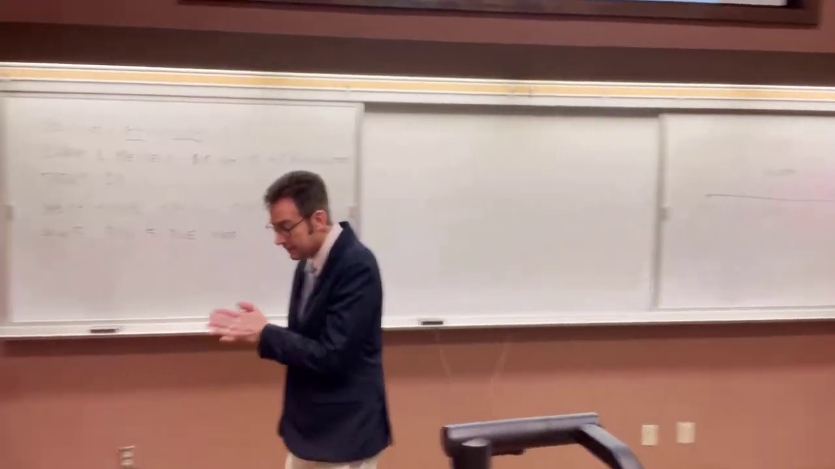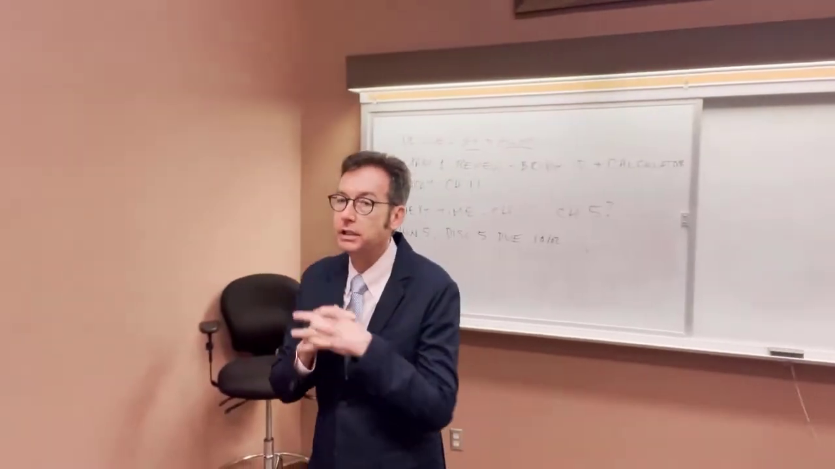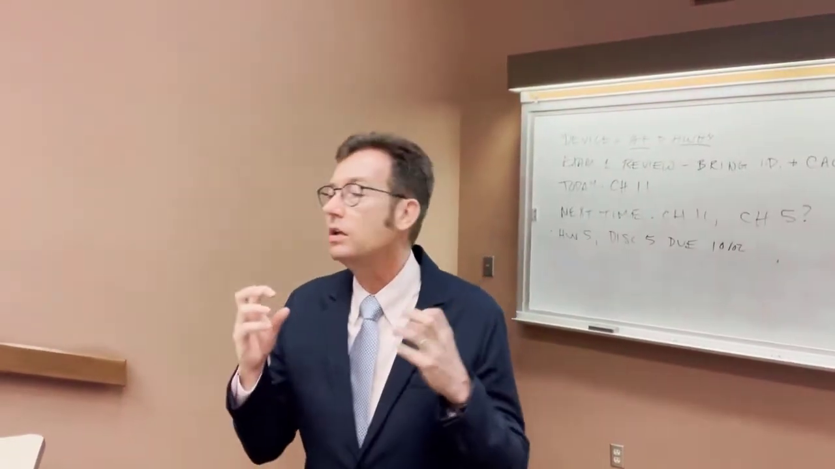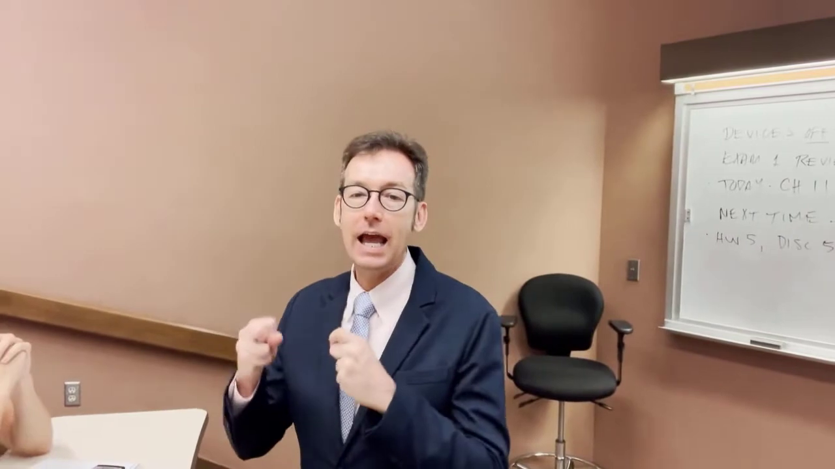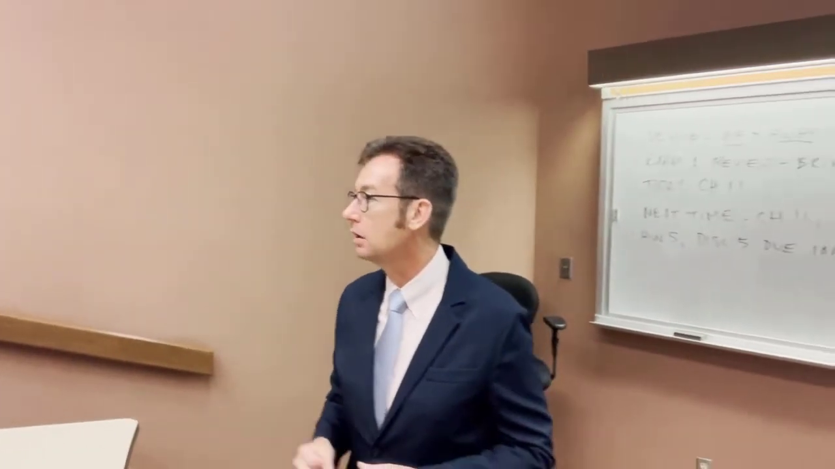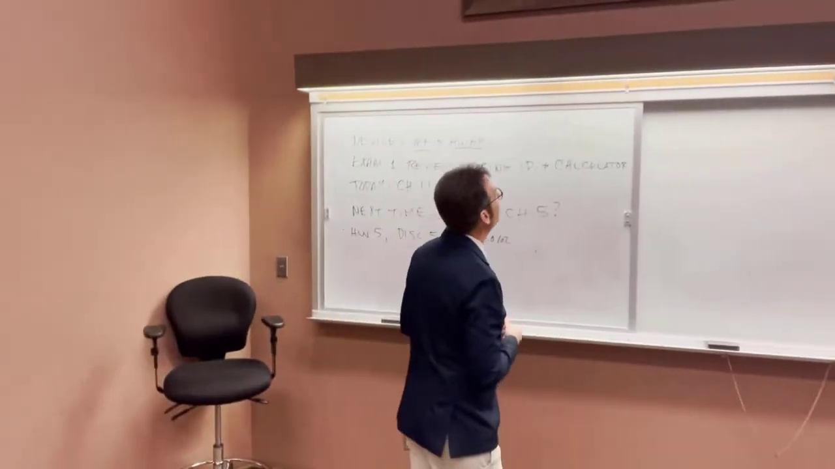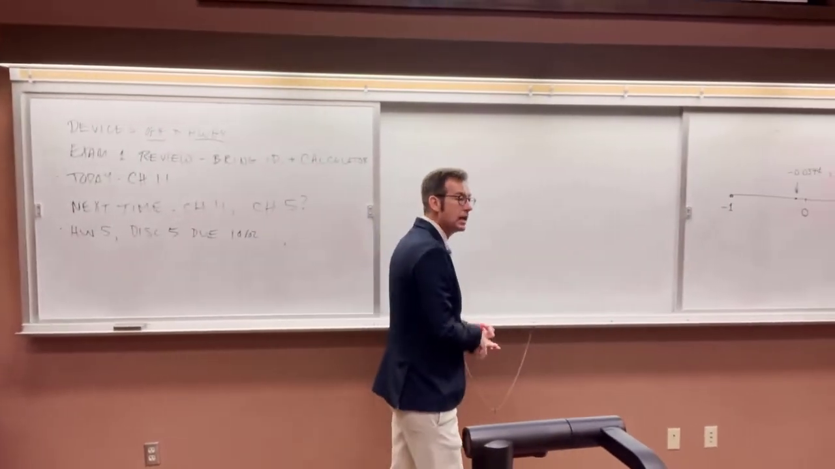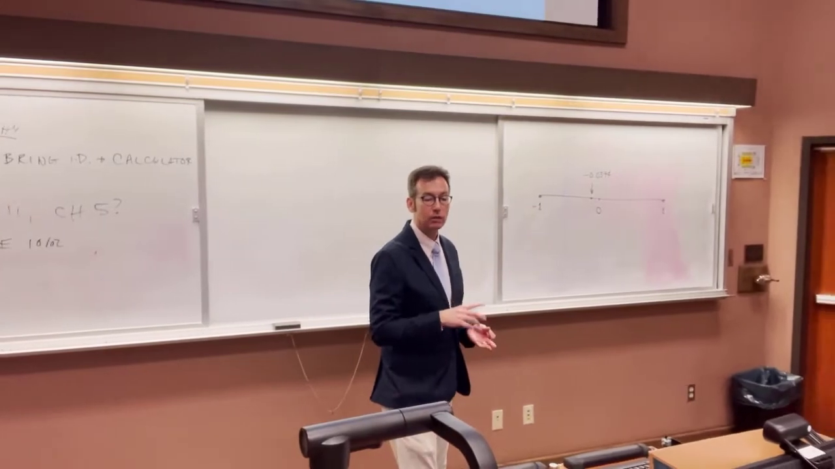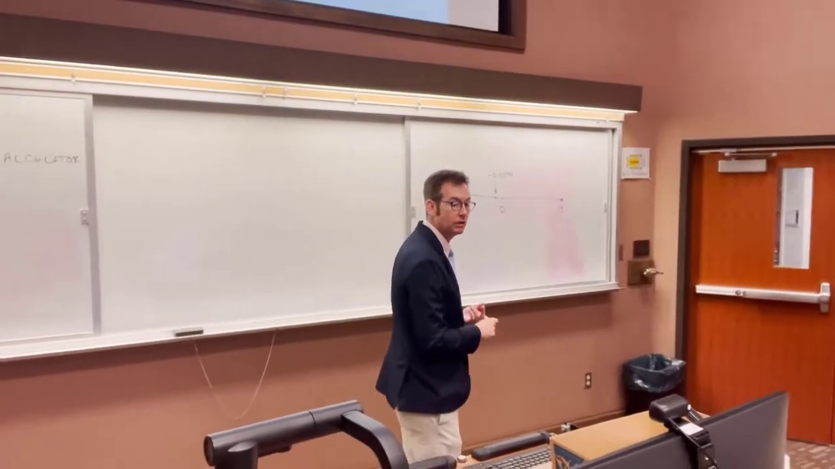Now we have the weights. In order to figure out the expected return on the portfolio, all it is is the weighted average of the returns of the individual components. All we have to do is take the weight on A times the expected return of A plus the weight on B times the expected return of B.